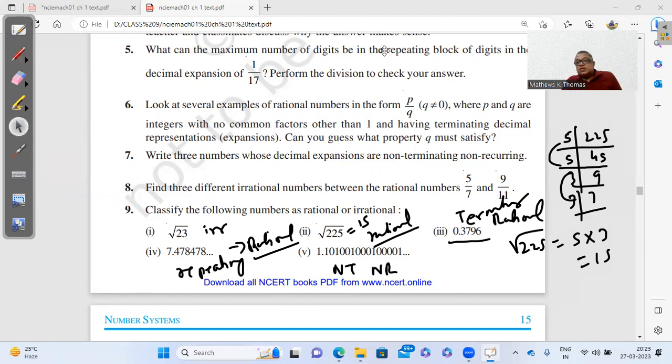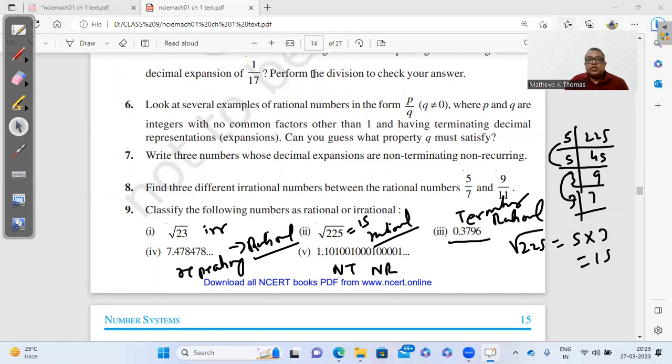So this is our third exercise. In the next video, I will be explaining the fourth exercise.